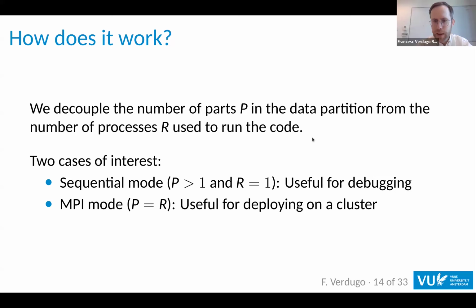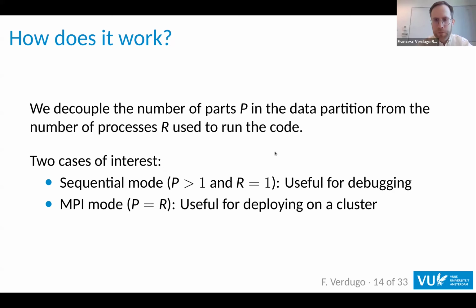So in summary, what we are able to achieve is to decouple the number of parts in which we partition the data in a distributed algorithm from the number of processes that is running this algorithm. And we have 2 cases of interest. So when the number of parts is greater than 1, but the number of processes is equal to 1, this is for debugging. And then the other case is the case in which both the number of parts and the number of processes coincide, which is when we deploy this with MPI in a computer cluster.